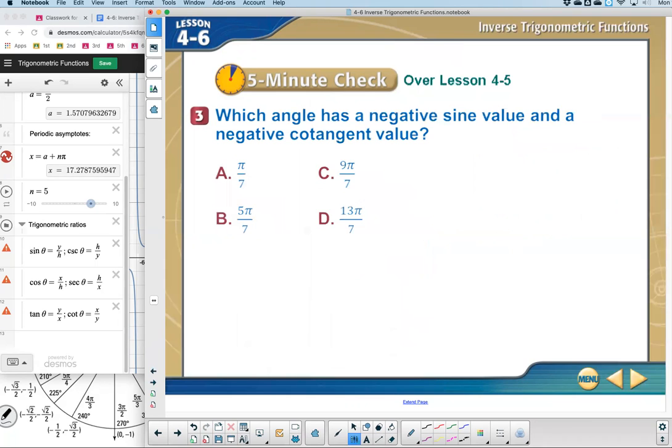All right, let's take a look now at number 3. Which angle has a negative sine value and a negative cotangent value? Now this honestly also was lesson 4.3. And so what I want to remind you here, actually, instead of using this.